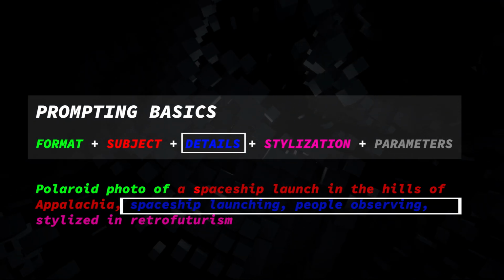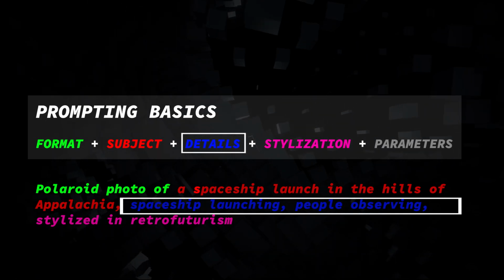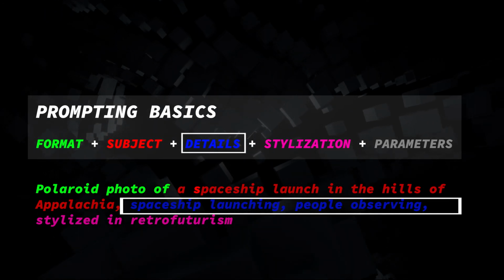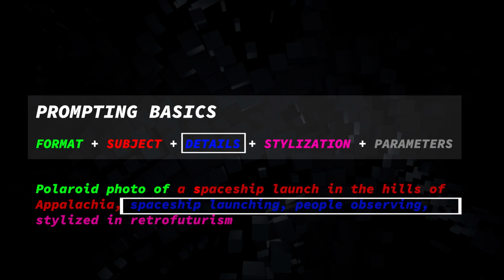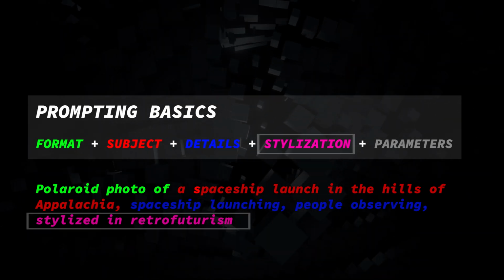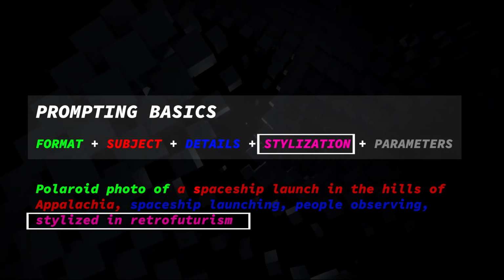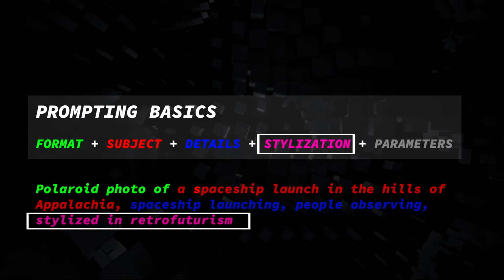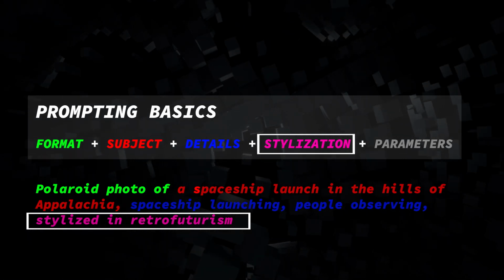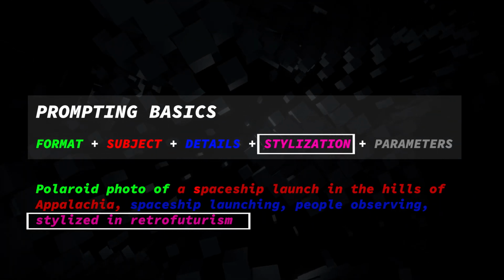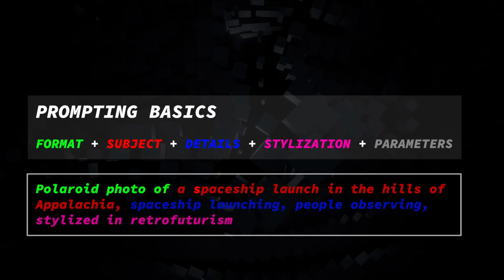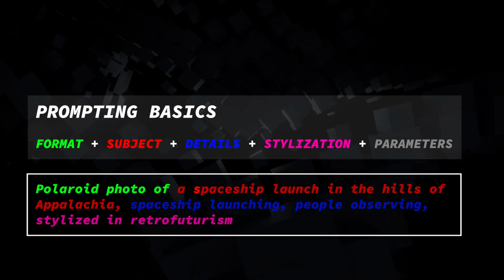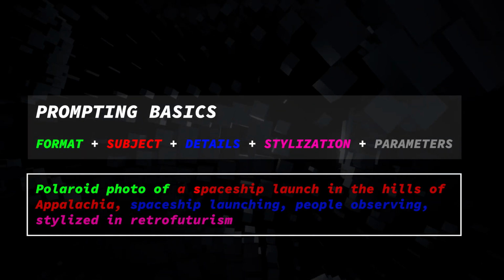Next are the details. So what do you want to see in your image other than the main subject? In my case, the spaceship launching and people observing. Make sure to use a comma between each detail that you'd like Midjourney to observe. Next is stylization. What style would you like the image? In my case, I'm looking for something retro but also futuristic, so I'm using the term retrofuturism, a retro vision of the future. So putting that together, my prompt will be a Polaroid photo of a spaceship launch in the hills of Appalachia. Spaceship launching, people observing, stylized and retrofuturism.